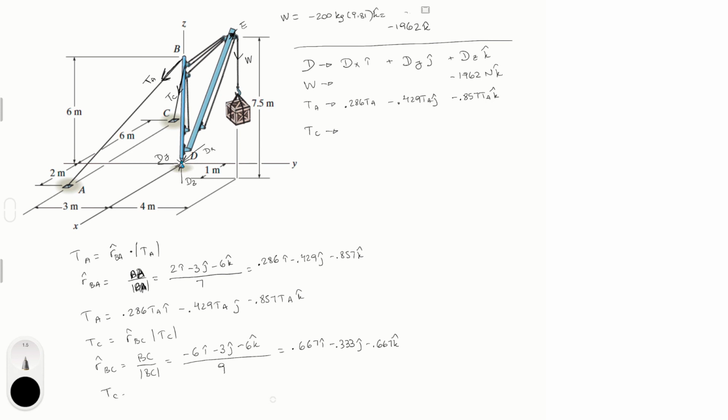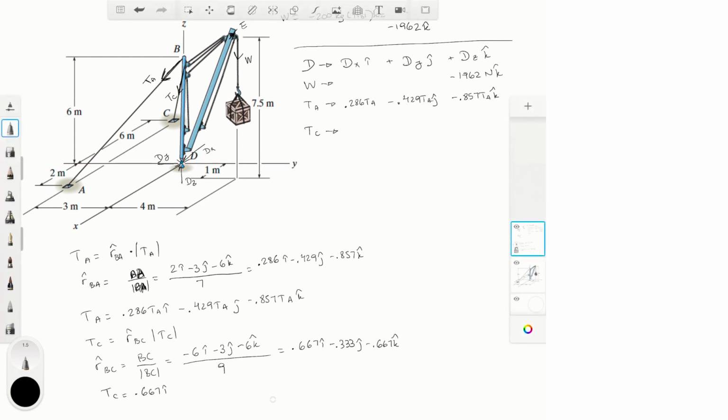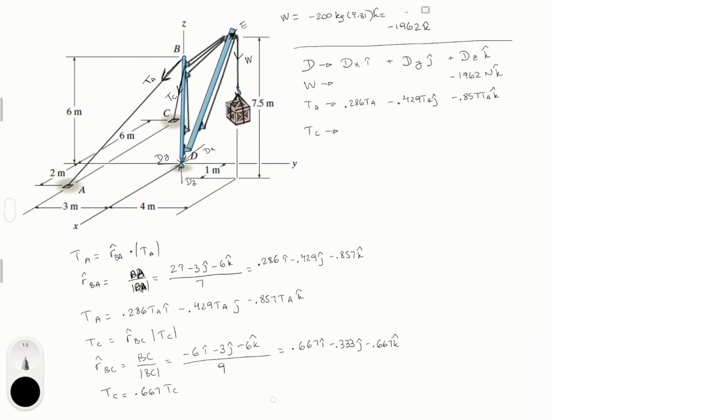And that means that the vector TC is the same unit vector times the magnitude TC: 0.667 TC in the I, minus 0.333 TC in the j, minus 0.667 TC in the k. And then we'll just write it down here. 0.667 TC, this is in the I, minus 0.333 TC in the j, minus 0.667 TC in the k.